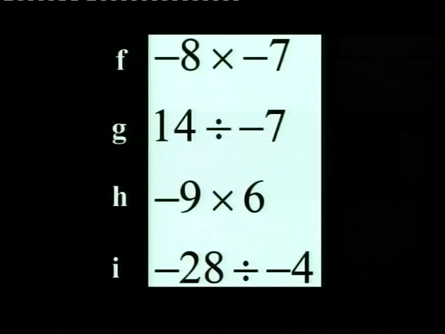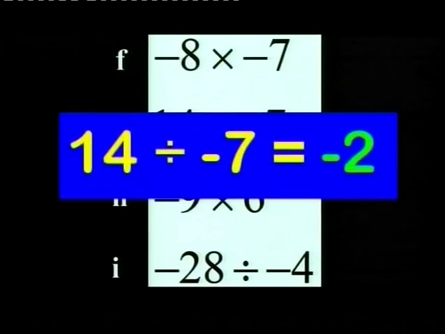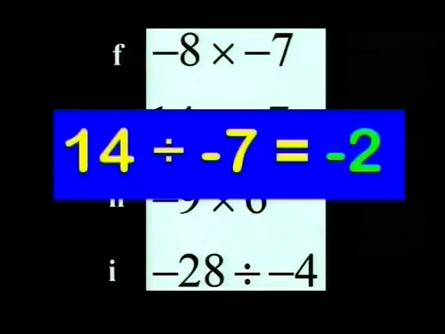Okay, what about G? 14 divided by negative 7. Okay, it's like the opposite of multiplying. Negative 7 times negative 2 will give you positive 14. So 14 divided by negative 7 is negative 2. Receiving students and 8s.